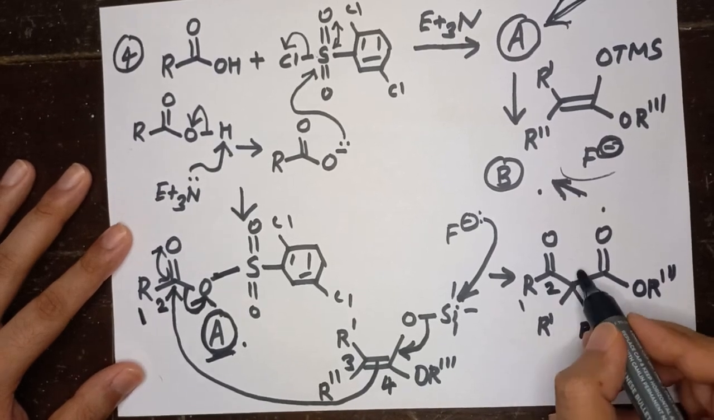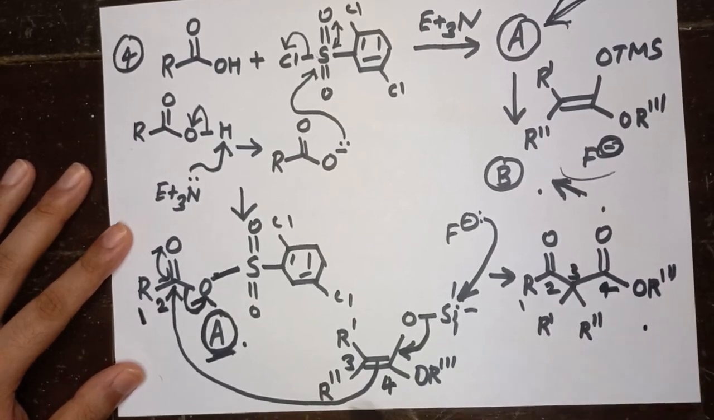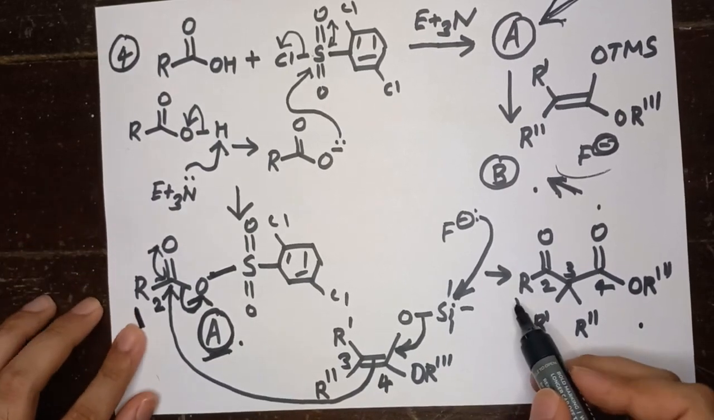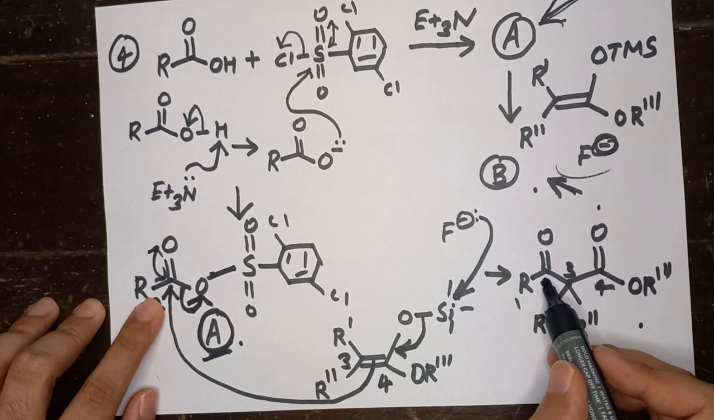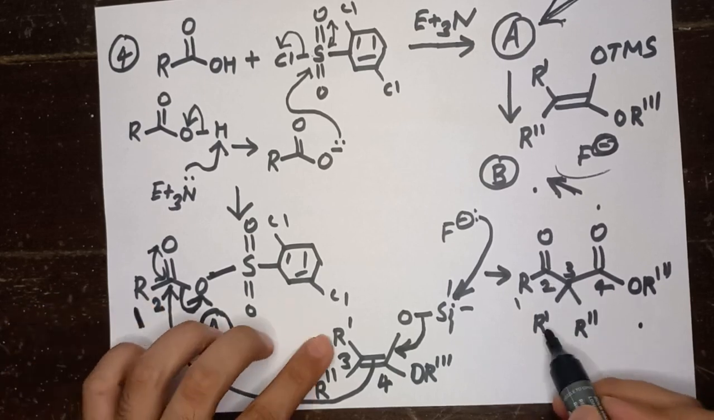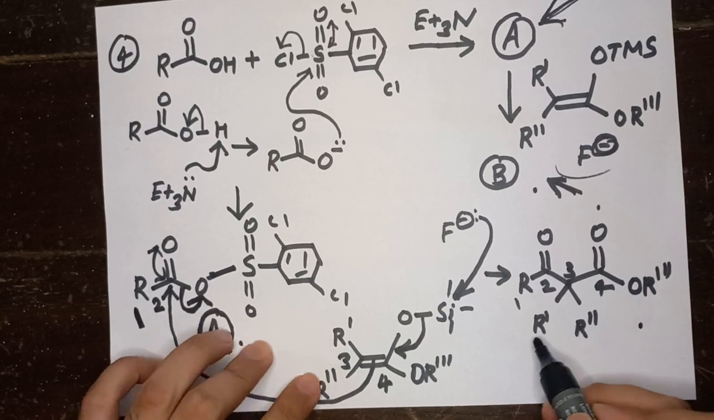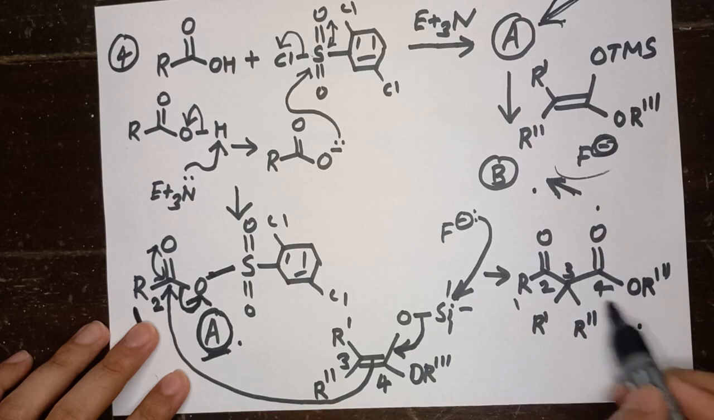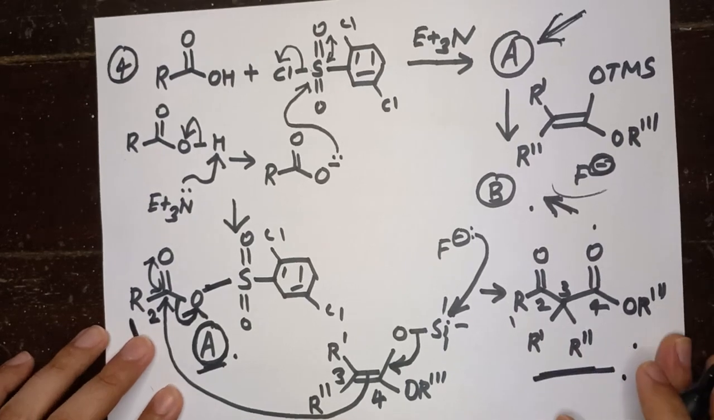This is 1, 2, 3, 4. Okay, so this is 1. Okay, let me count. 1, 2. 2 is now attached to 3, which has R1 and R3. And 3 is attached to 4, which has this ester molecule. So this is the final product.